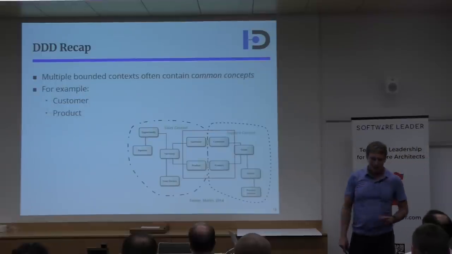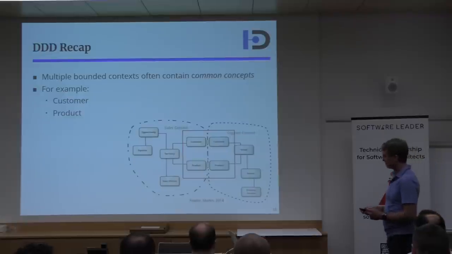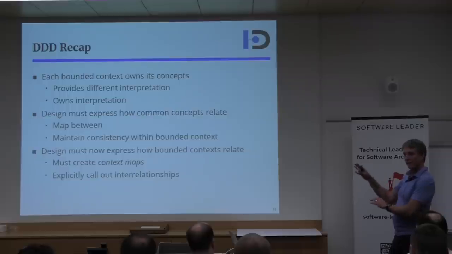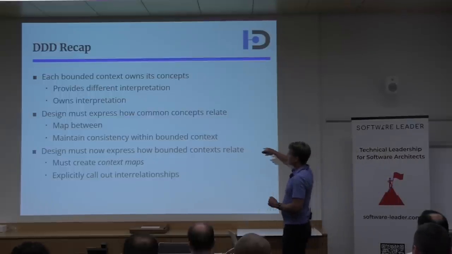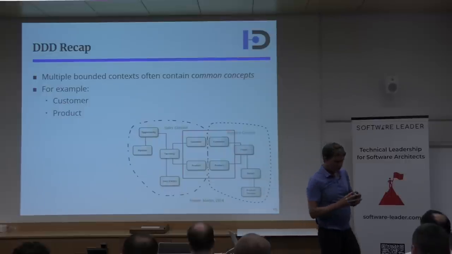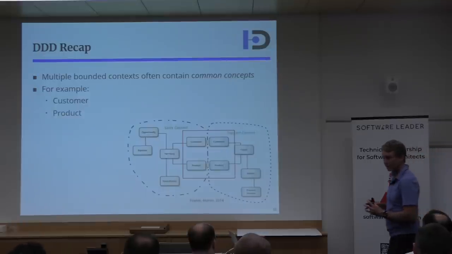Then there are things that are common, these shared concepts between bounded contexts. In this example, of course, customer and product. Each bounded context owns its own interpretation of the common concepts, right? As I mentioned before. Customer in sales, a different expression than customer in support. The design has to now express those common concepts. And as the diagram shows, that's where the two bounded contexts come in contact. So there's an integration now between the contexts.